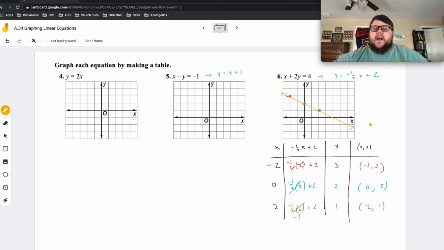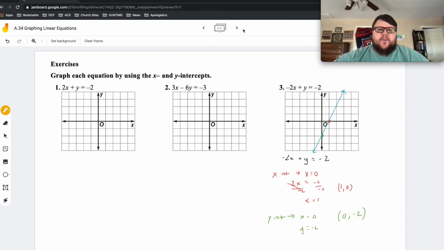And so that's what you guys are doing. You're going to make your XY table for these ones, 4 and 5. And then you're going to solve 1 and 2 by finding the x-intercept, making y equal to 0, and the y-intercept, making x equal to 0, plotting those points.